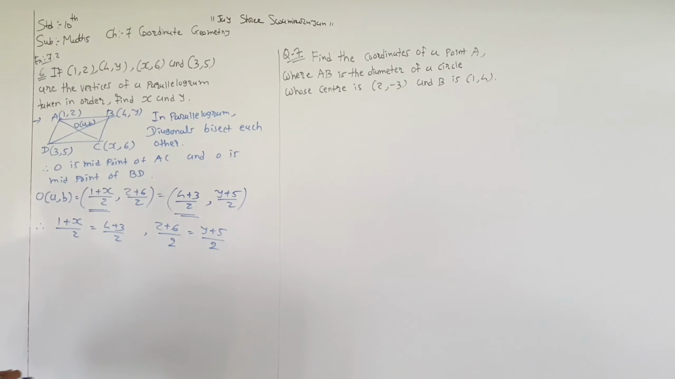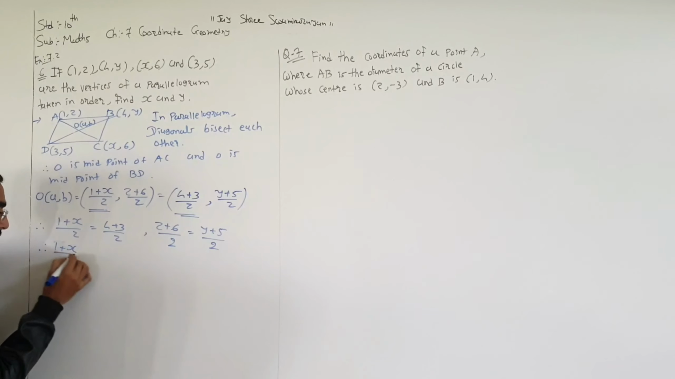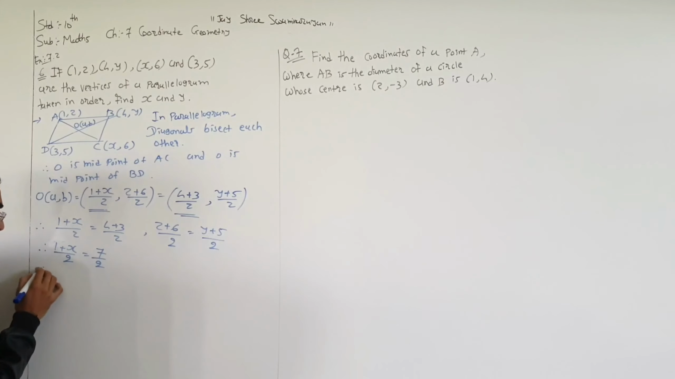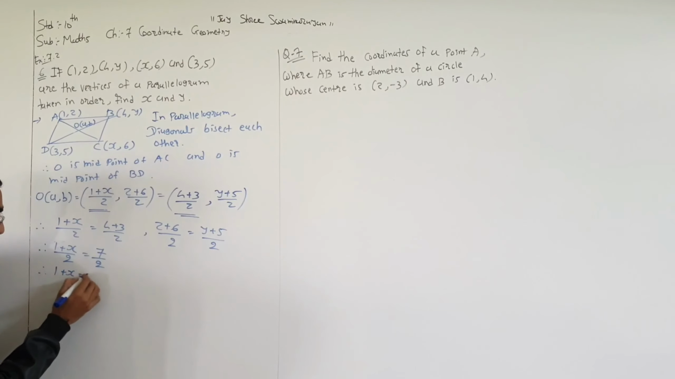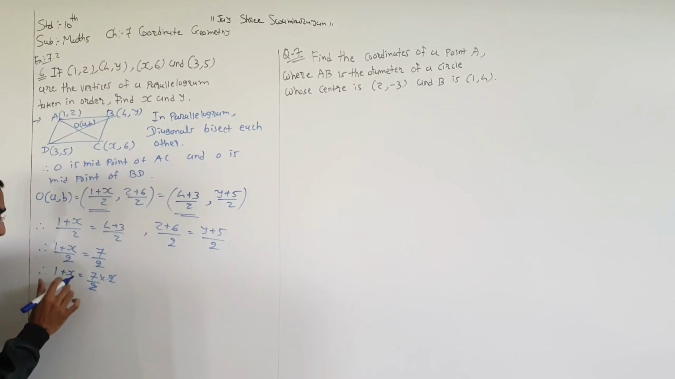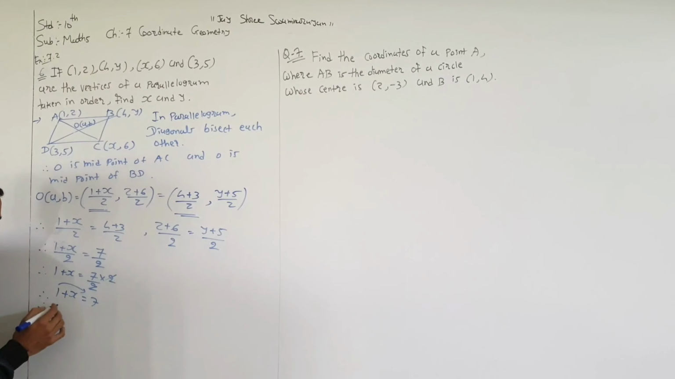Okay, so now here (1 plus x) by 2 equals (4 plus 3) which is 7, by 2. Transfer this 2 to the right hand side. So here we have 7 by 2. Now this divide by 2 goes into the numerator, so the 2 cancels. So 1 plus x is equal to 7. Transfer this 1 to the right hand side.